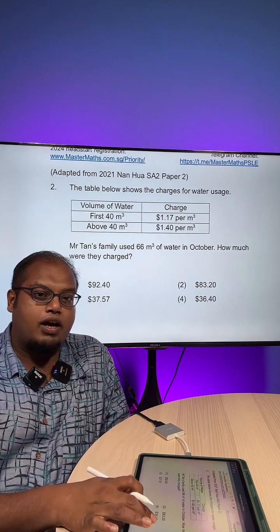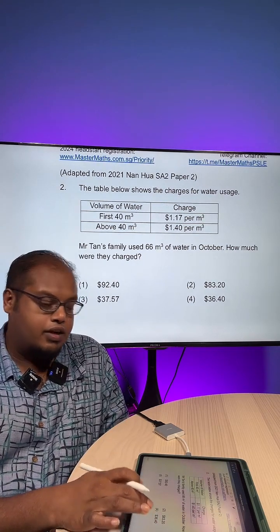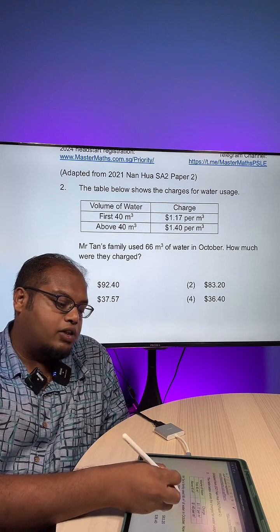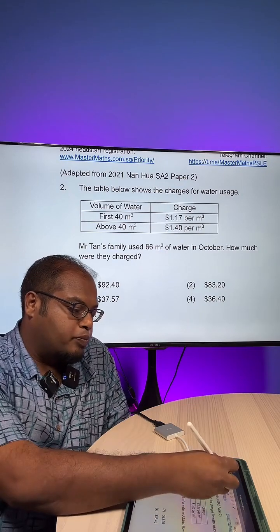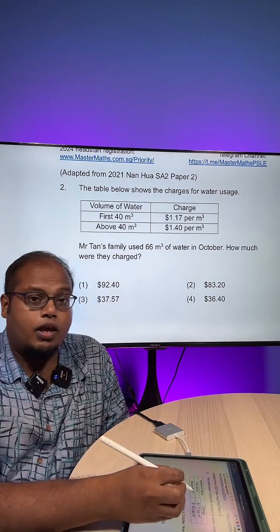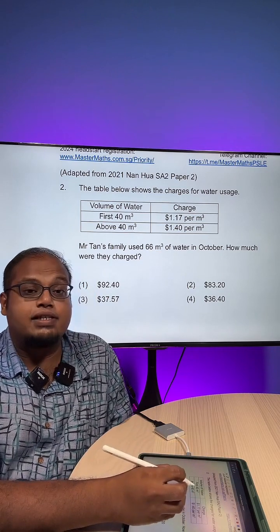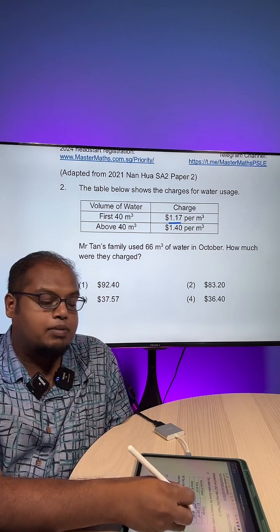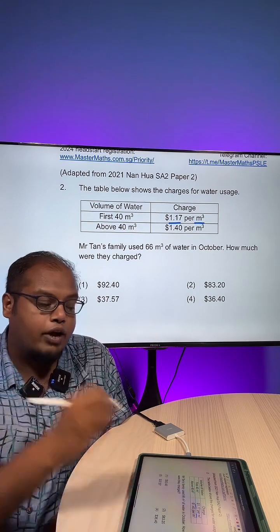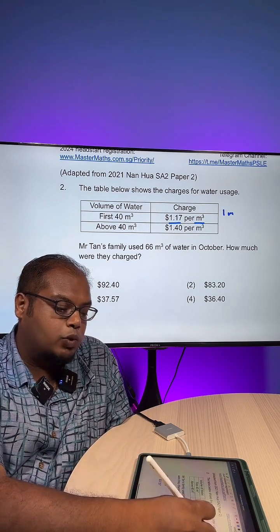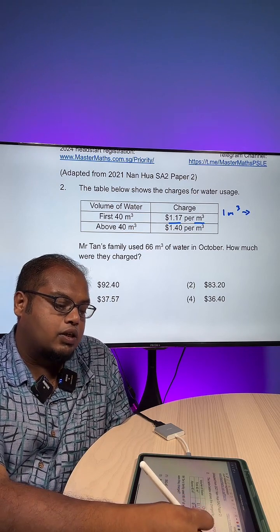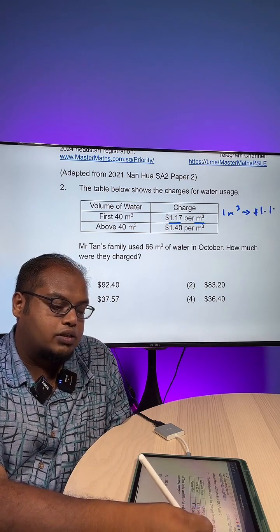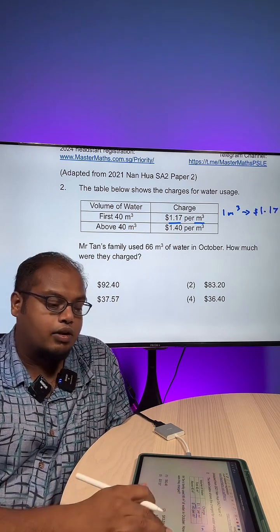So the thing here, they are asking for 66 meter cube. And the charge given is $1.17 per meter cube. So for every 1 meter cube, they charge $1.17.